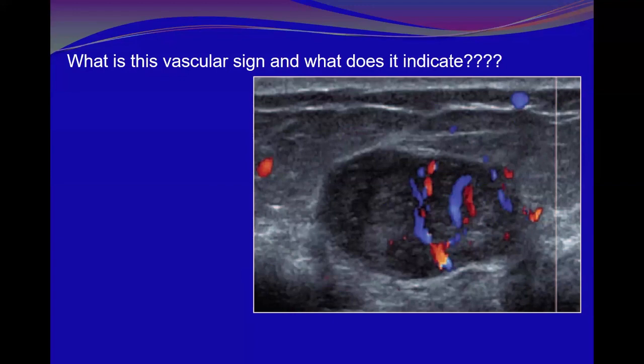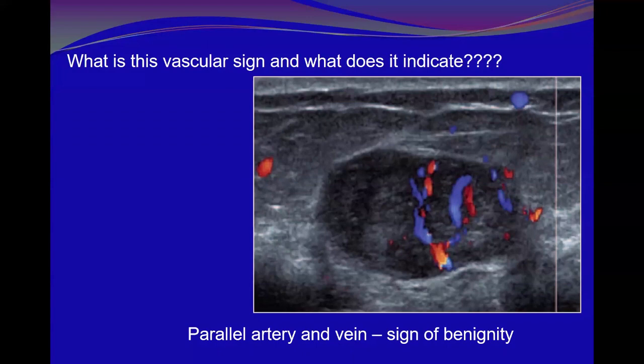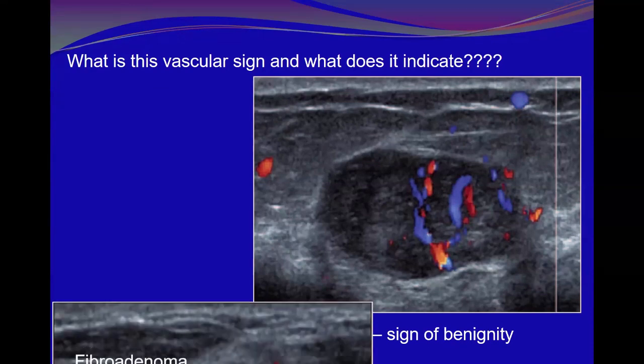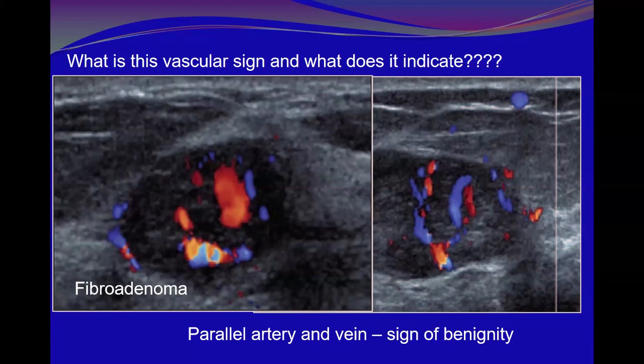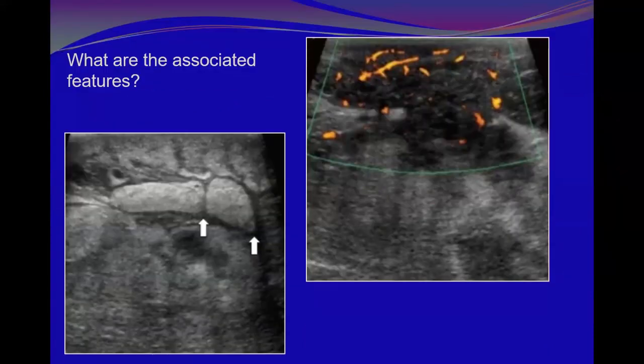Okay. What is this vascular sign? And what does it indicate? This is the arteriovenous sign. Yes, the parallel artery and vein sign. Indicative of benignity. This is a fibroadenoma. And another fibroadenoma, you see, with this sign. Okay. What is the associated feature here?